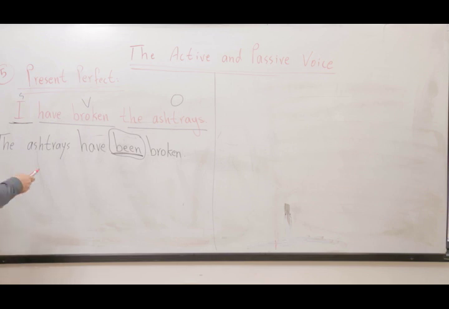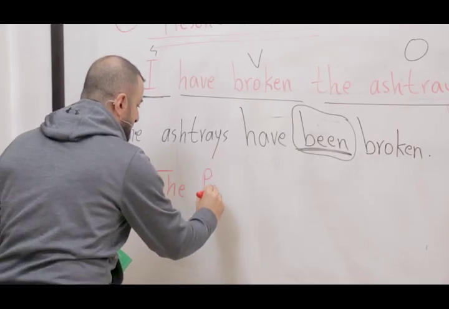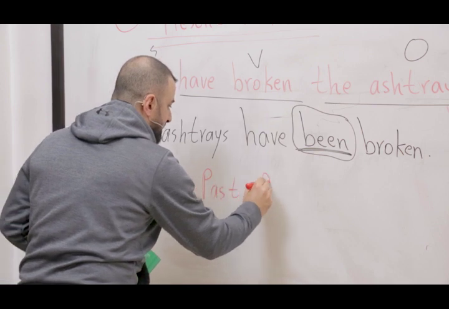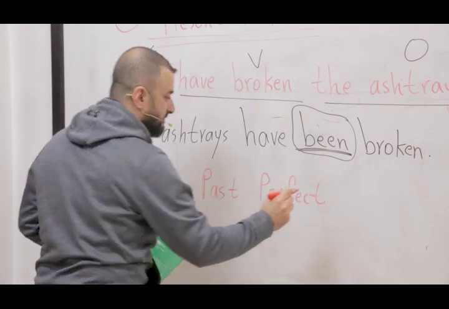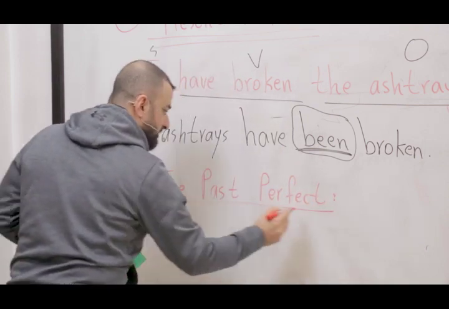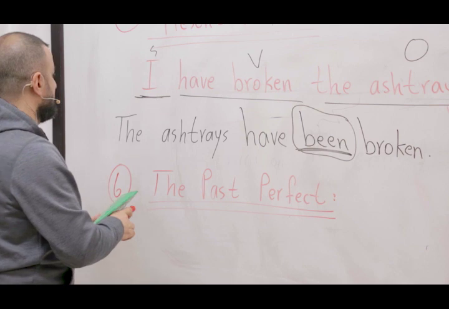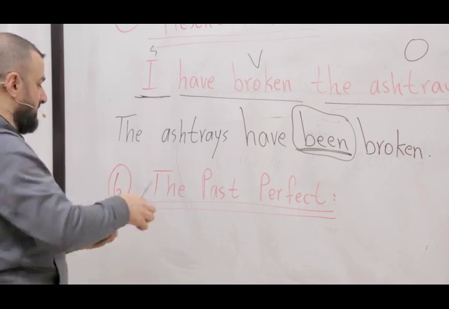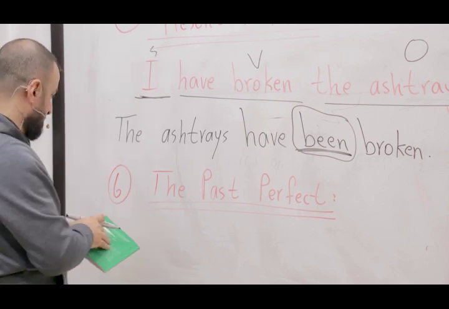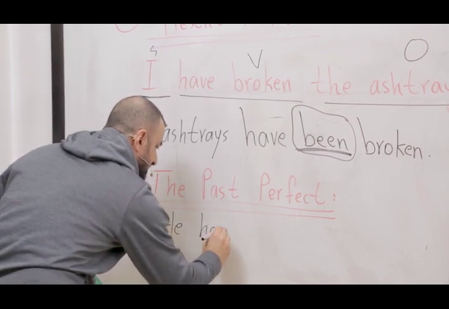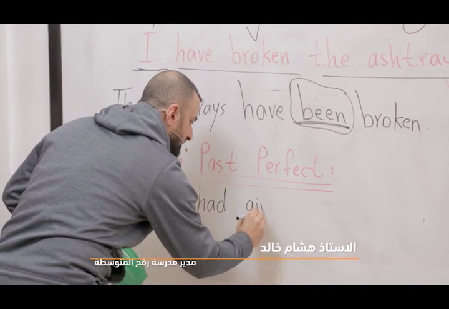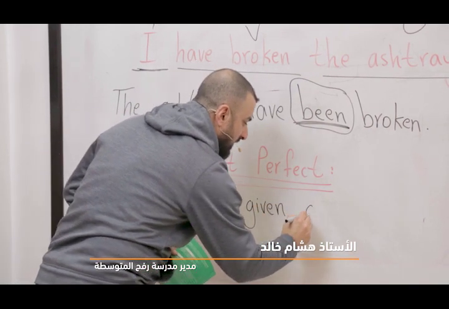Rule number 6, the past perfect. Let's write a sentence about past perfect. He had given an award.